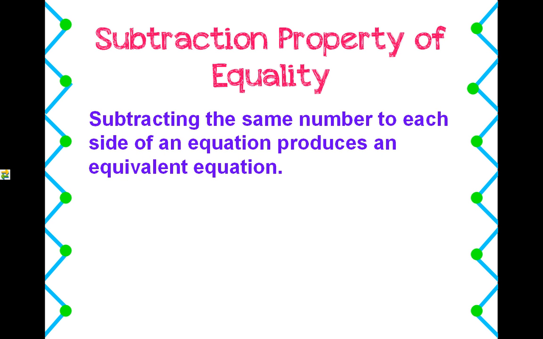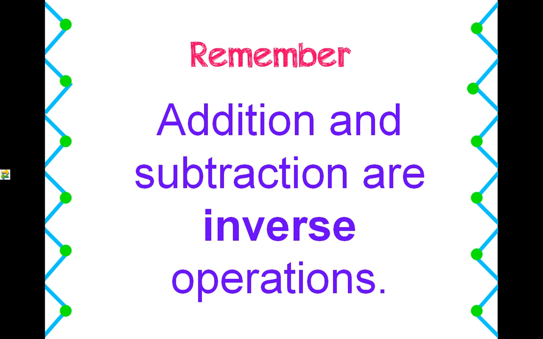Same thing with the subtraction property of equality. Subtracting the same number from each side of an equation produces an equivalent equation. So if A equals B again, then if you subtract C from A and you subtract C from B, it is still equal. Whenever we're doing these equations, remember that addition and subtraction are inverse operations. They're opposite of each other.